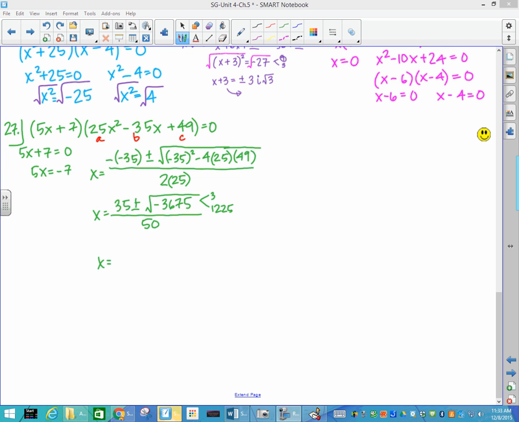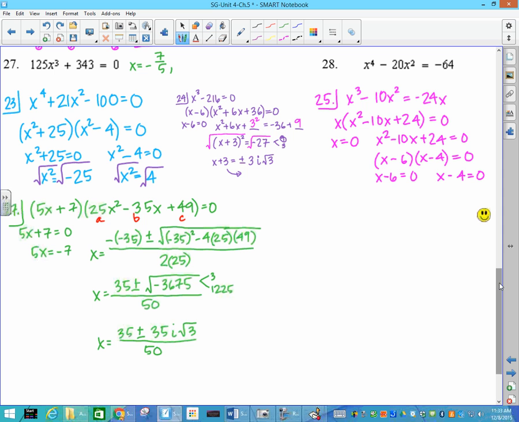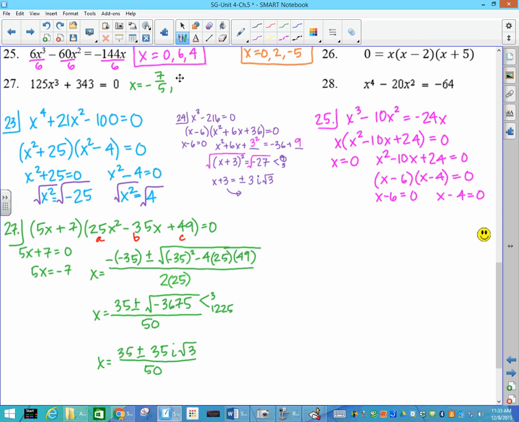So x equals, and the square root of 1225 is 35. So 35 plus or minus, can't forget my i there, so it's 35i square root of 3 over 50. And I see that 5 goes into each of those numbers. So when I write it up here in the answer blank, I'm going to write 35 divided by 5, which is 7, plus or minus 7i square root of 3, all over 50 divided by 5, which is 10. So those are our answers.